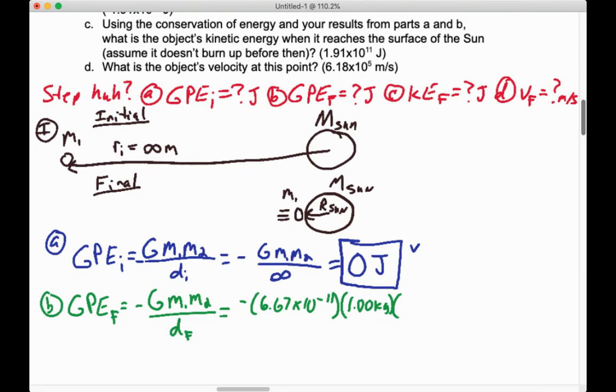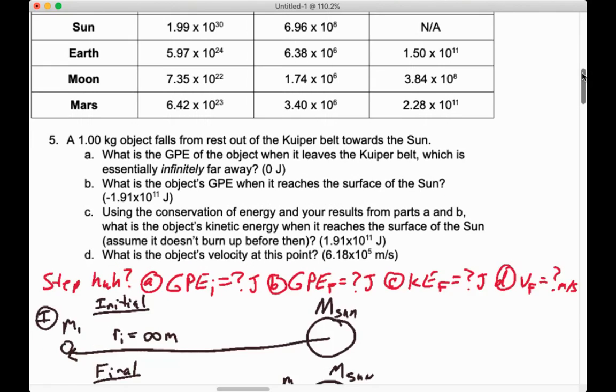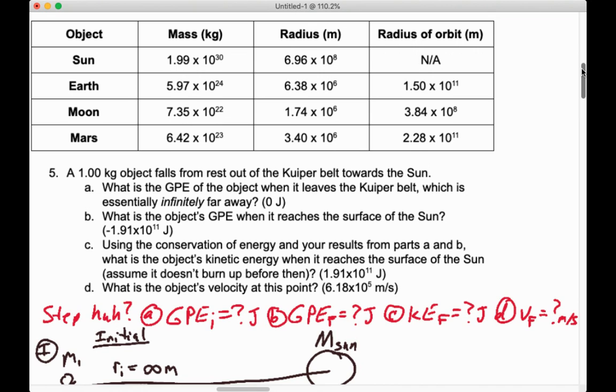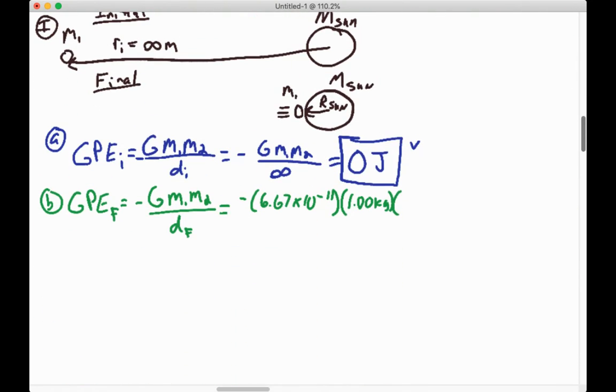And mass 2, we need the mass of the sun. So the mass of the sun, let me scroll back up here to see it. The mass of the sun is 1.99 times 10 to the 30th kilograms. And this will be divided by the distance final.